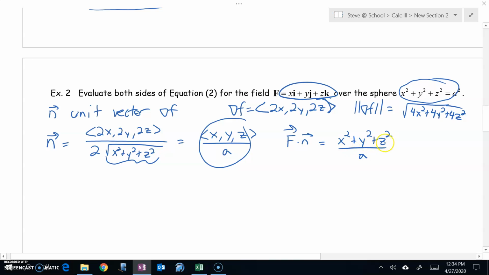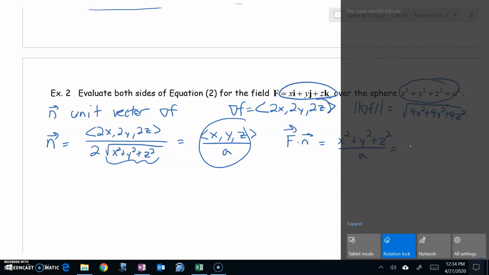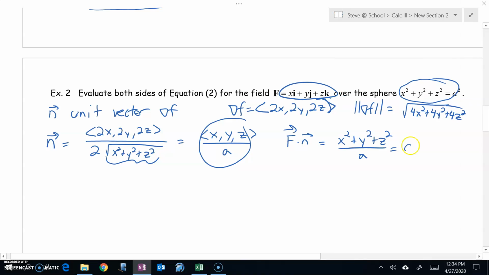Again, x squared plus y squared plus z squared is equal to a squared, so we just get an a. So f dot n is just a. So now we can say that the flux is equal to the double integral over the surface of a d sigma. Well, since a is a constant, we are just talking about a times the surface area of this sphere.